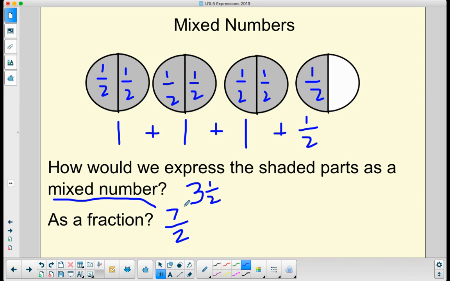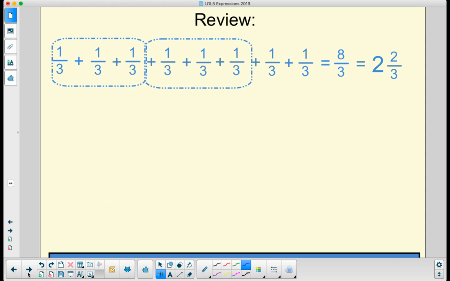What do we call a fraction when the numerator is greater than the denominator? That's called a fraction greater than 1. So here's our mixed number. Here's our fraction greater than 1. They're both representing the shaded amount up here. 3 and 1/2 is equivalent to 7 halves. They are both the same thing, aren't they?